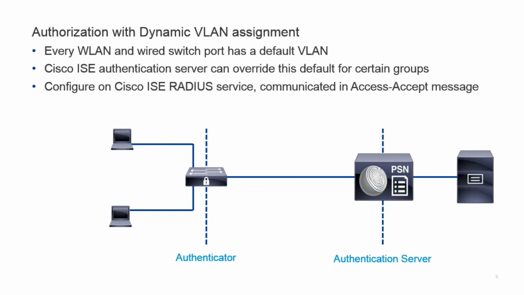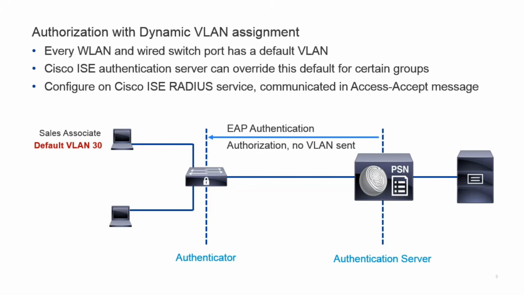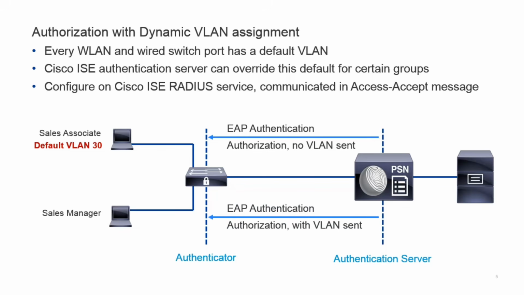For example, suppose a sales associate connects their laptop to a switch. When they authenticate, Cisco ISE recognizes that they are a member of the sales group. Thus, the user is authorized without VLAN override and so is on VLAN 30. However, Cisco ISE recognizes some other users as a member of the sales manager group. Thus, Cisco ISE tells the switch to dynamically override this default VLAN and place this endpoint in VLAN 40.